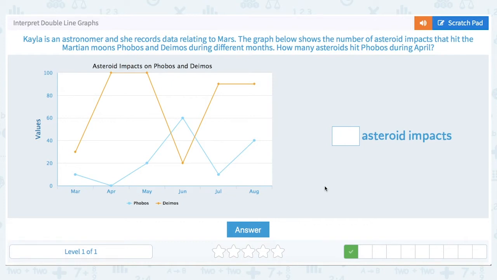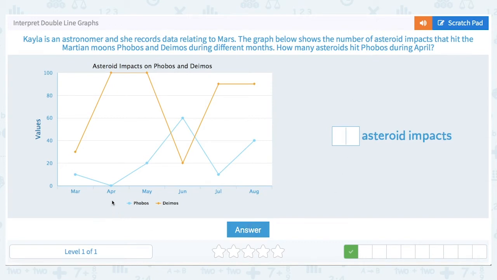So again, our vertical line, sometimes called an axis, our vertical axis shows the value, which in this case represents the number of asteroid impacts. And then here along the horizontal axis, we have several different months. Blue are the asteroids that hit Phobos, and the orange are Deimos. So we are asked here about Phobos during April. So we're going to look at the blue line.